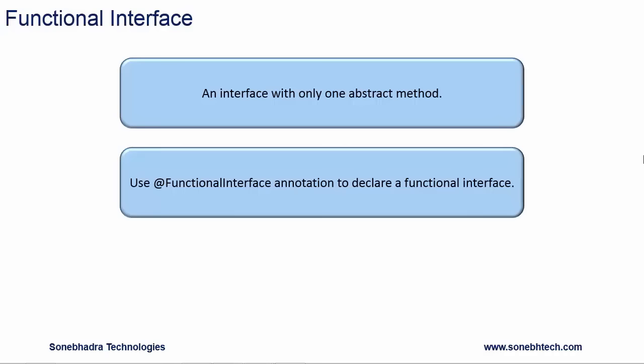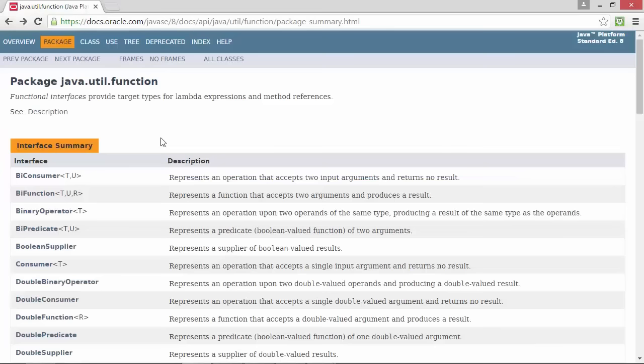Java 8 has introduced a lot of functional interfaces. They are available in the java.util.function package. Okay, let's see the documentation. This is the documentation of already available functional interfaces. We have BiConsumer, which represents an operation that accepts two input arguments and returns no result. BiFunction represents a function that accepts two arguments and produces a result.